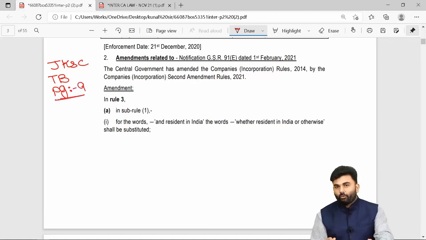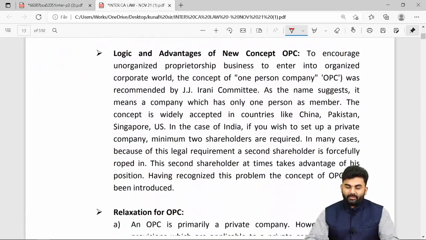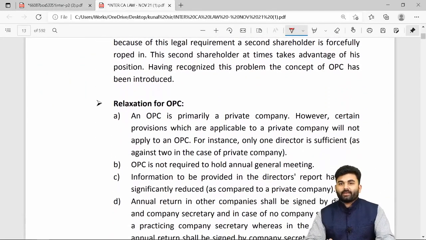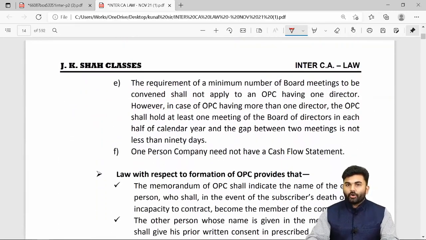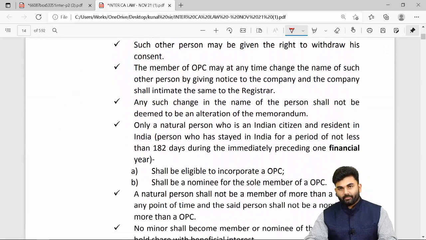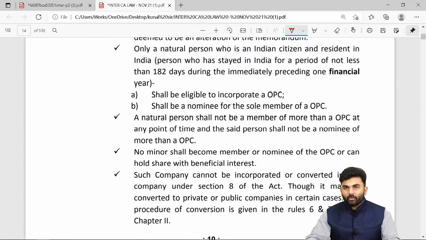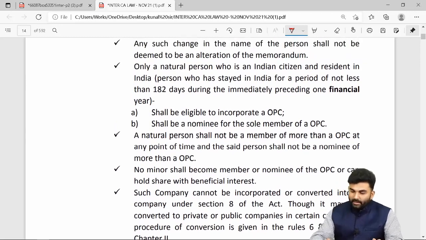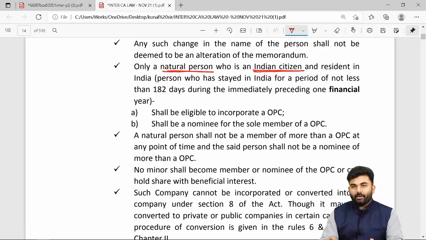Okay. What does the amendment mean over here? If you remember, we have already discussed this during our regular lectures, that whenever you are a member of a one-person company or a nominee of a one-person company, then you need to be a natural person, a citizen of India, and a resident of India.